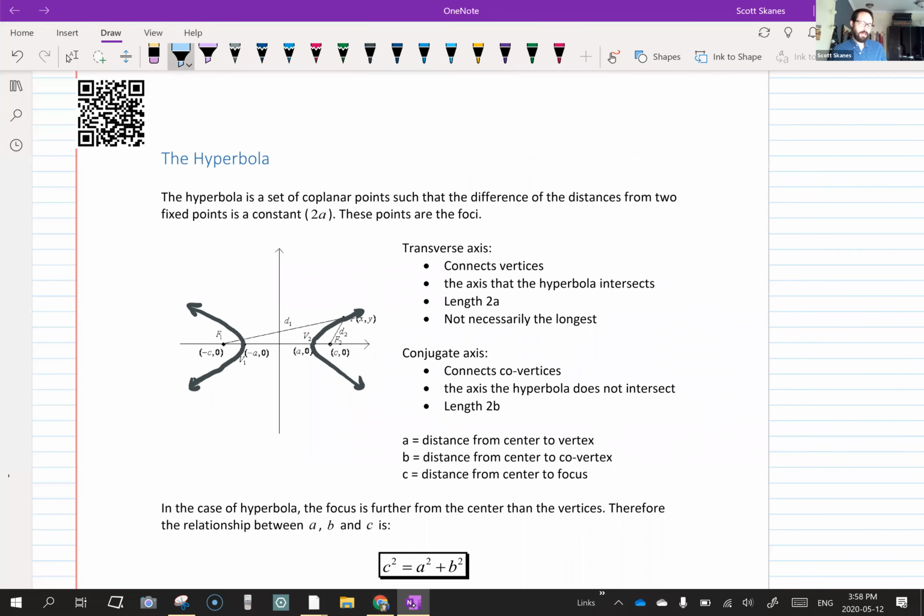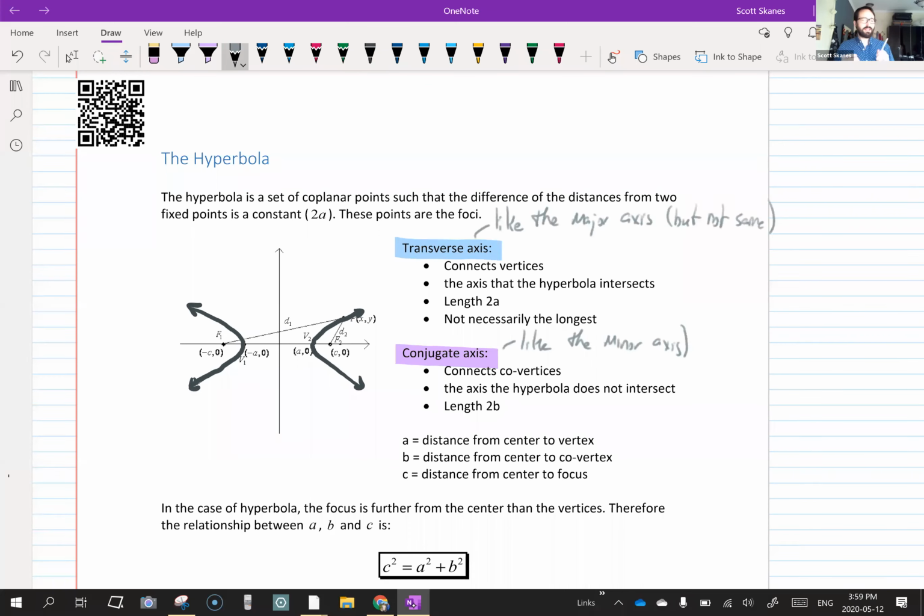So the difference today. We have two things today called the transverse and the conjugate axis. The transverse is like the major axis, but not the same. I'll get to that in a second. The conjugate axis is like the minor axis, but not the same. And by that, I'll try to make it clear after.